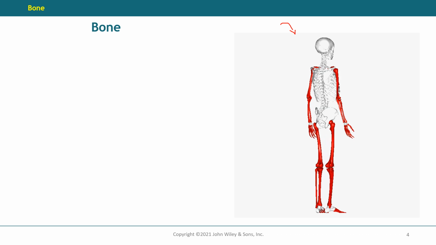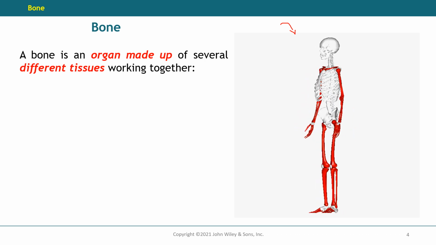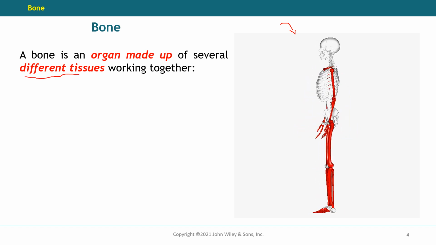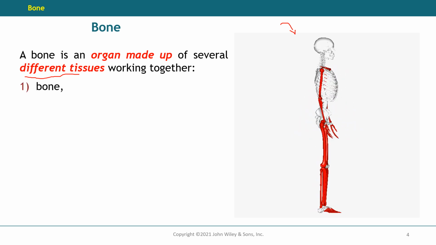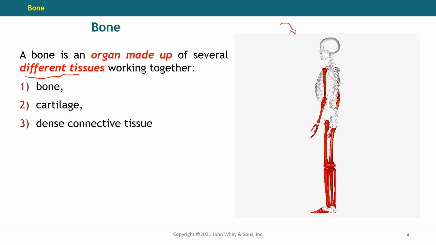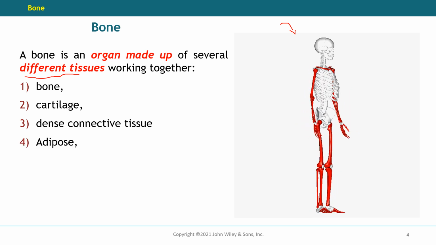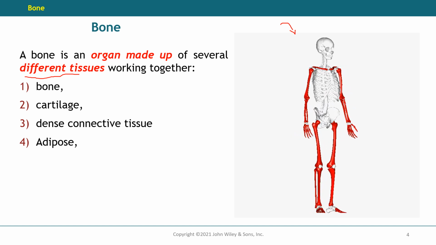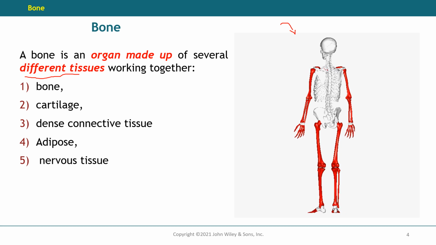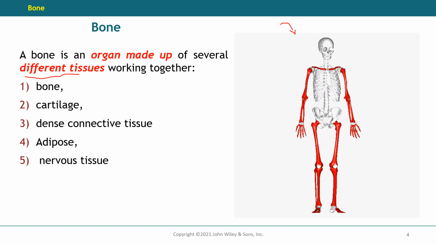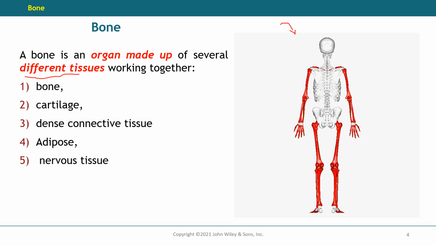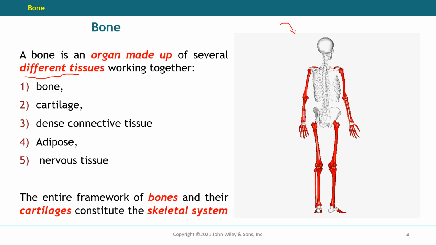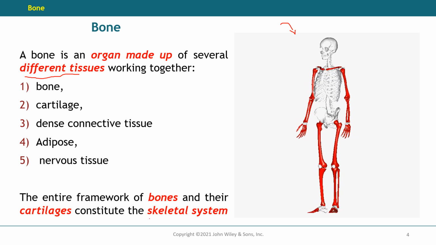Okay, so I told you that a bone is an organ made up of several different tissues that are working together. In addition to bones and cartilage, you're going to have dense connective tissue, and we're going to talk about some of those. We're going to talk about the adipose tissue that is stored inside of some bones. There is a source of storage for energy, and also the nervous tissue. And the entire framework of bones and cartilage is known as the skeletal system.